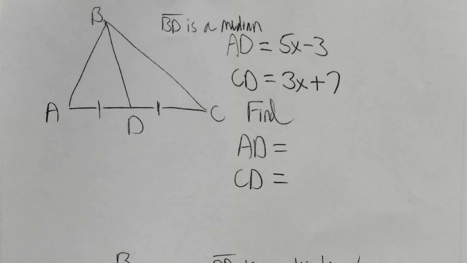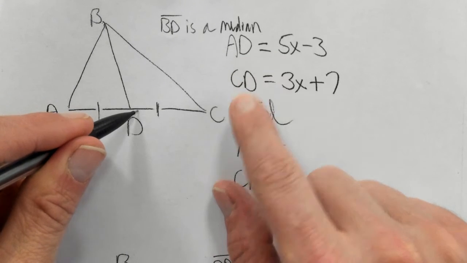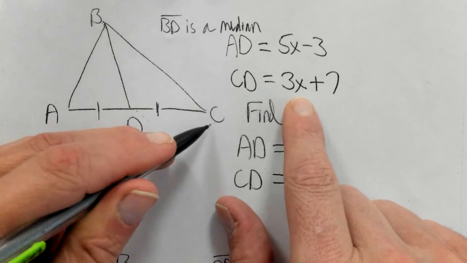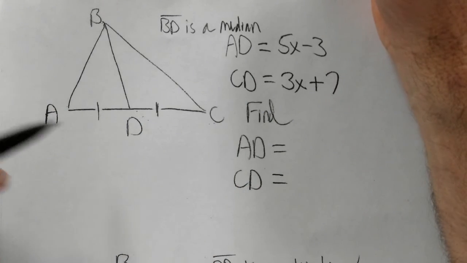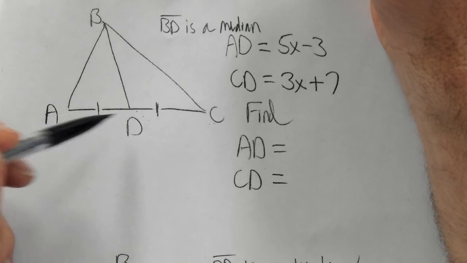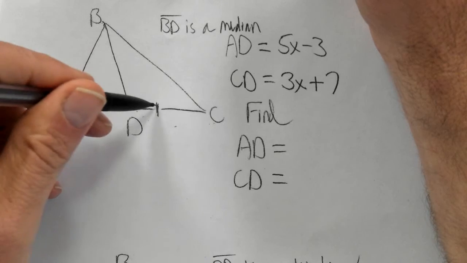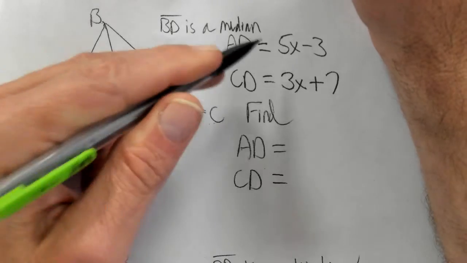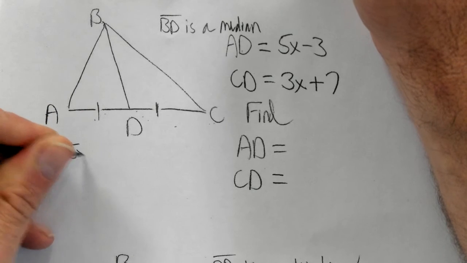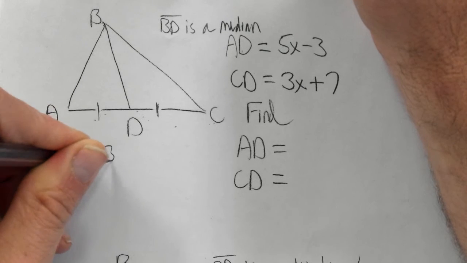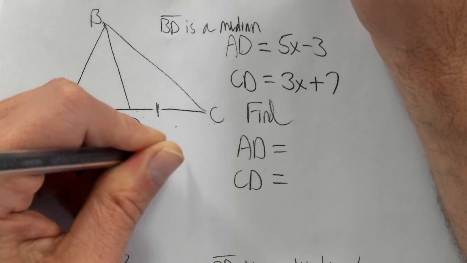All right? Now, take a look at what they've given me. AD, this piece, 5x minus 3. CD, this piece, 3x plus 7. Well, what I have to do is find AD and find CD. And since these two segments are congruent, I can set these two pieces equal to one another. So here's my equation. 5x minus 3 equals 3x plus 7.